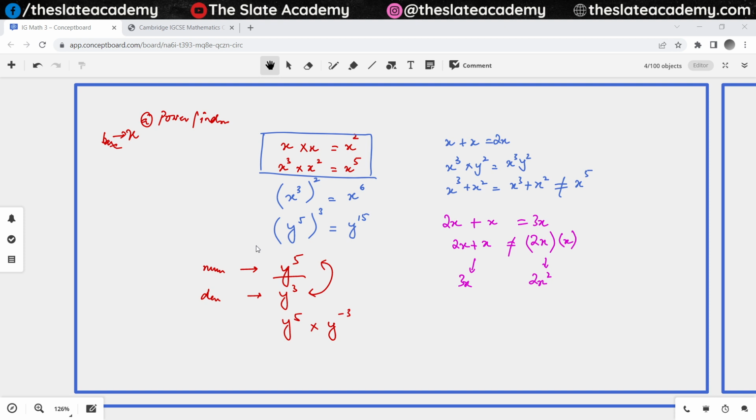If a value from the denominator goes to the numerator, the sign of the power would change. And now, since both values are multiplying with each other and the bases are the same, powers would add. So 5 plus minus 3, which would be 5 minus 3, and the answer will be y squared.